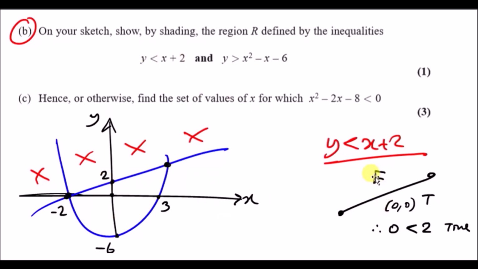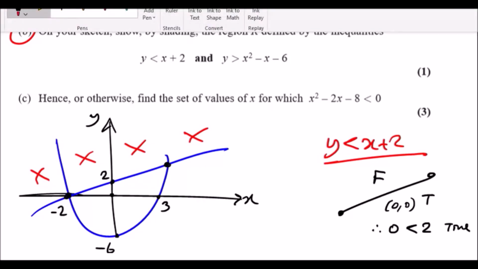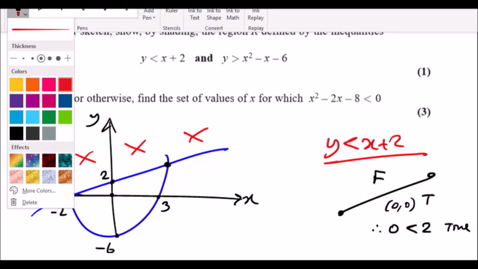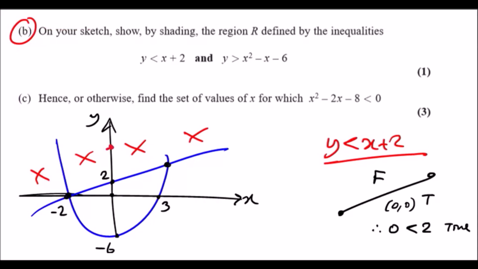If I plugged in any values above over here, for example, let's pick something above. Let me just get my pen out. Red. Suppose we chose a coordinate up here. So we could say that would be, let's say 5. So let's say that was 0, 5.